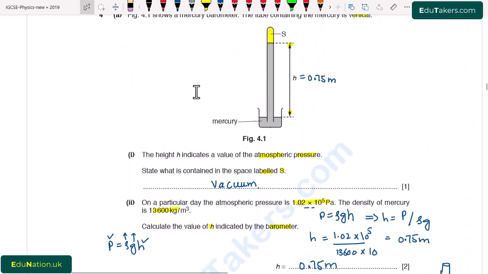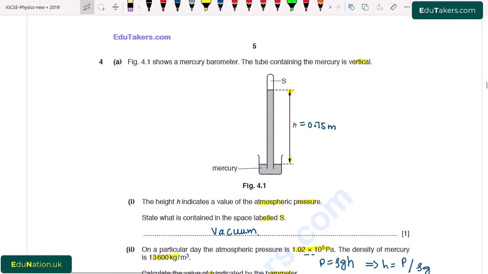So going back to the diagram, here is figure 4.1. We can see that this space is empty, it does not contain anything. First of all, we suppose that this space is not empty, but there is air. When there is air, there will be air particles that apply pressure on the mercury. Due to this, there will be pressure on the mercury level, and the mercury level moves down. It means that the mercury contracts inside this tube, so that its height decreases.